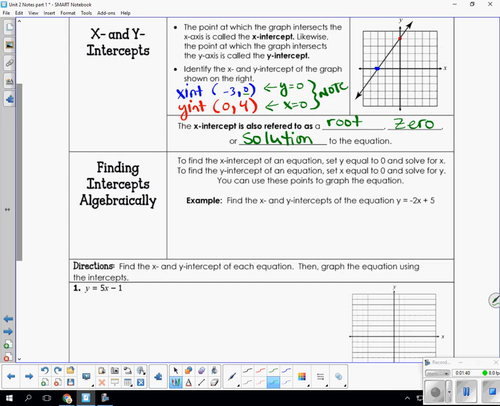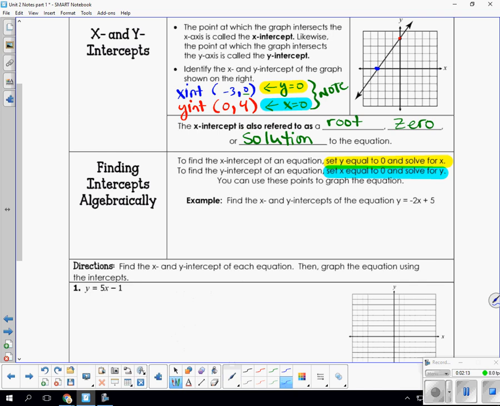To find the x-intercept of an equation, set the y equal to 0 and solve for x. Again, if we look up here at our note, for our x-intercept, my y is equal to 0. To find the y-intercept, you set the x equal to 0 and solve for y. And again, to find the y-intercept, we set up here that x is equal to 0. That's why we made that note up there. You can use these points to graph an equation.